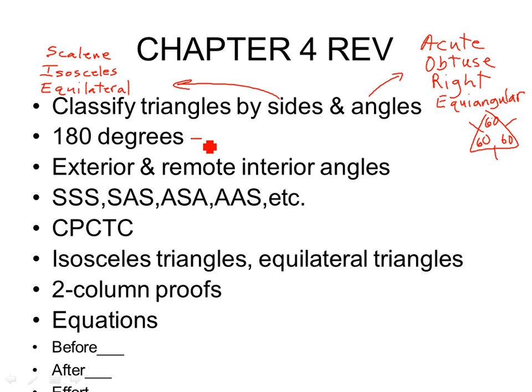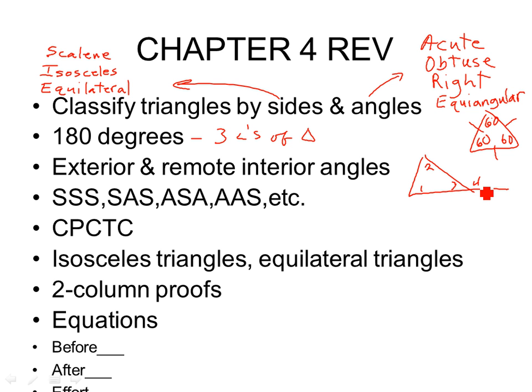180 degrees. Why was that important in this chapter? That's what all triangles add up to. The three angles of a triangle always add up to 180. This is the theorem that a lot of people forget by the time we get to the end of the chapter, but it's helpful some of the time.